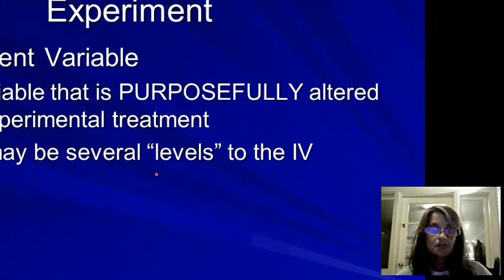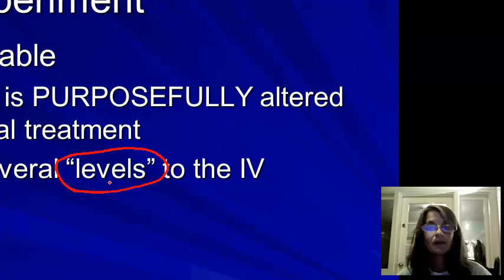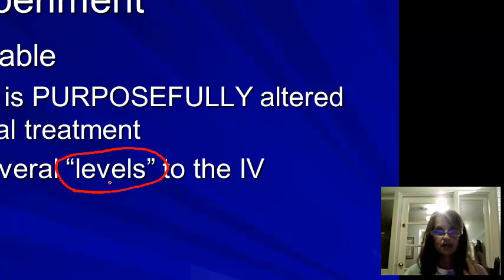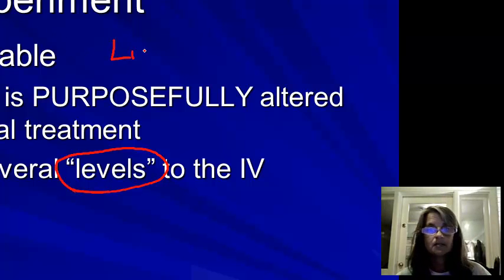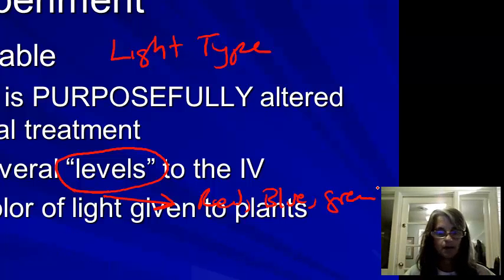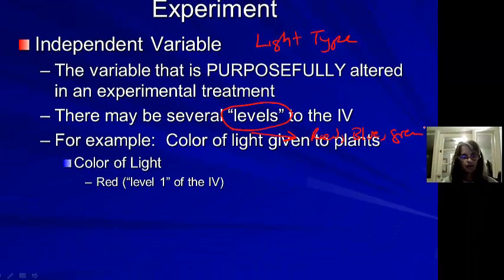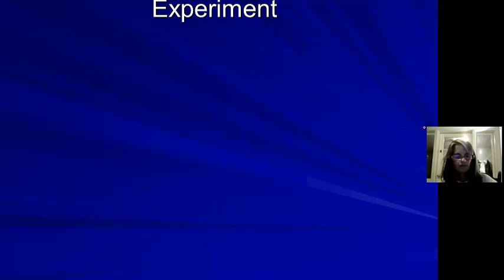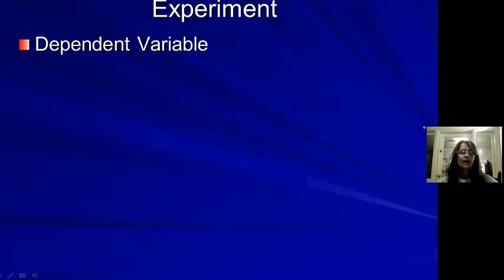So those different colors might be called levels of your independent variable. The independent variable is light type. The different levels would be red and blue and green and whatever other colors you had picked. I've already written this down. So those are your different levels.